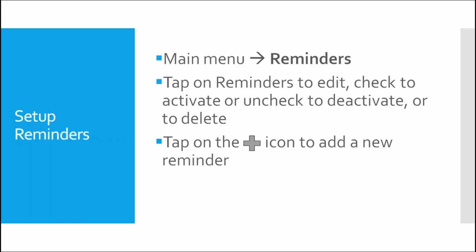To set up a new reminder, you can tap on the plus icon at the bottom right corner of the page, to the right of the virtual assistant icon. And you will be prompted to enter a title, recurrence, time, and date for your reminder. You will also be asked to select the private phone number on which you want to receive the reminder call.